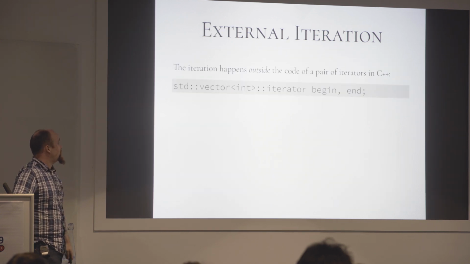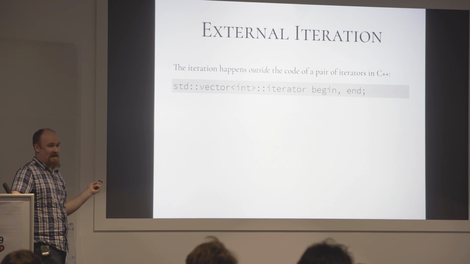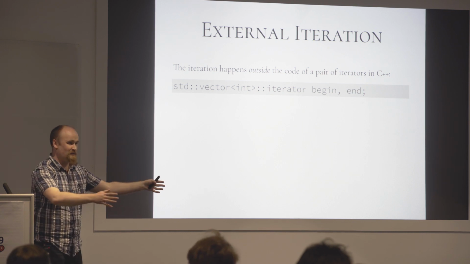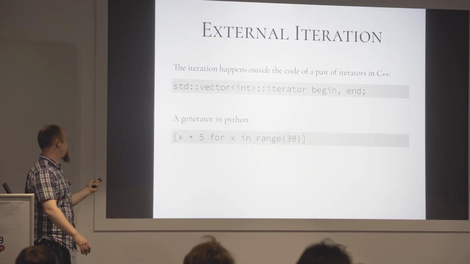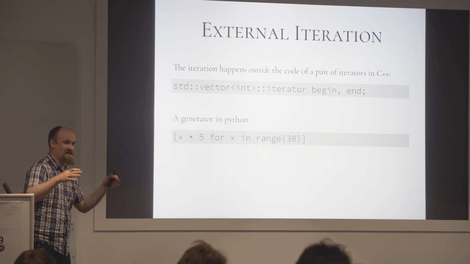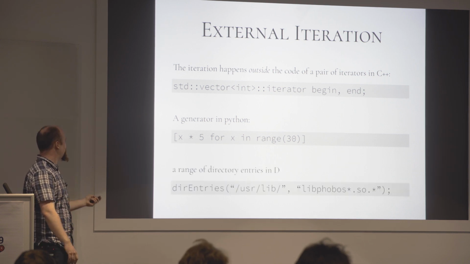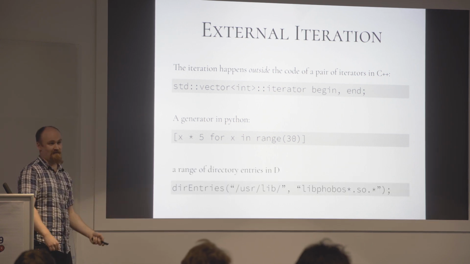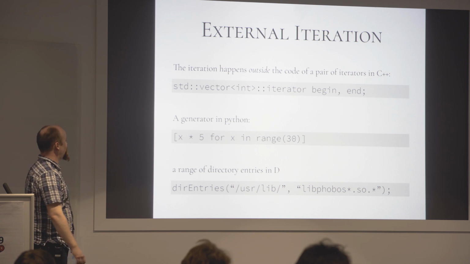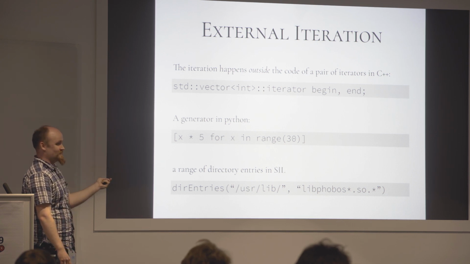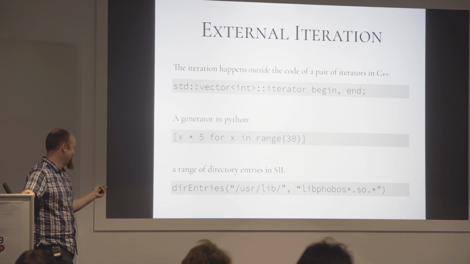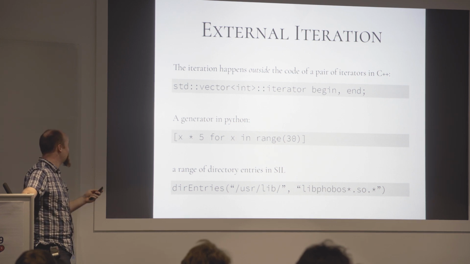External iteration. Iteration happens outside a pair of iterators in C++, right? You have begin and end, and you move them around, right? That's you doing it. You're moving it. So that's outside, external. Generators in Python. The iteration happens outside the generator. A generator does not iterate. It can be iterated. A range of directory entries in D. A range, it's external. You can look at the front and then you can tell it pop front, and that moves the range forwards. And actually, it's the same in SIL. We didn't just steal the ranges code. We stole all of Fables. So directory entries, it's exactly the same. Suspiciously similar.